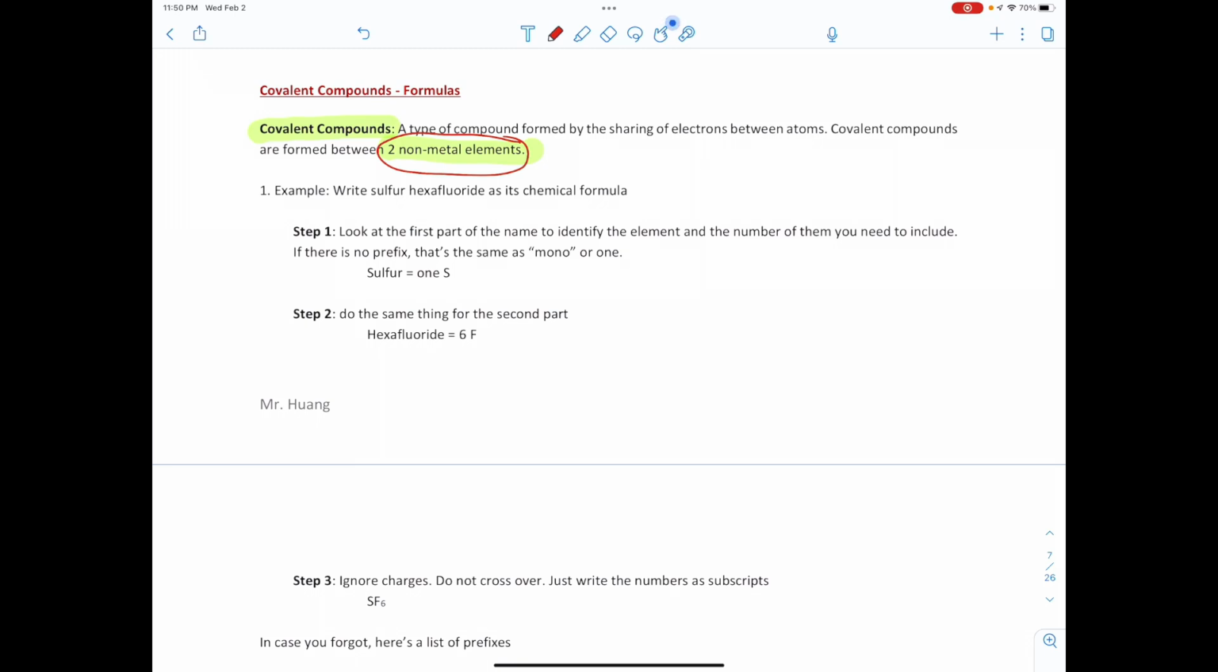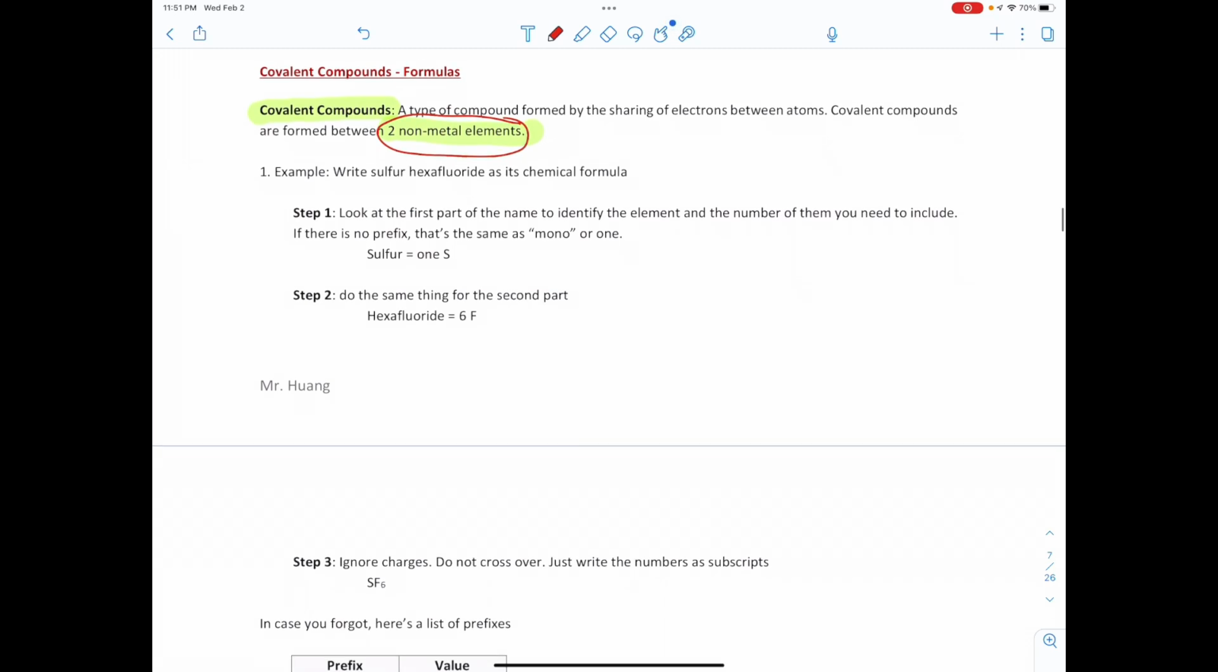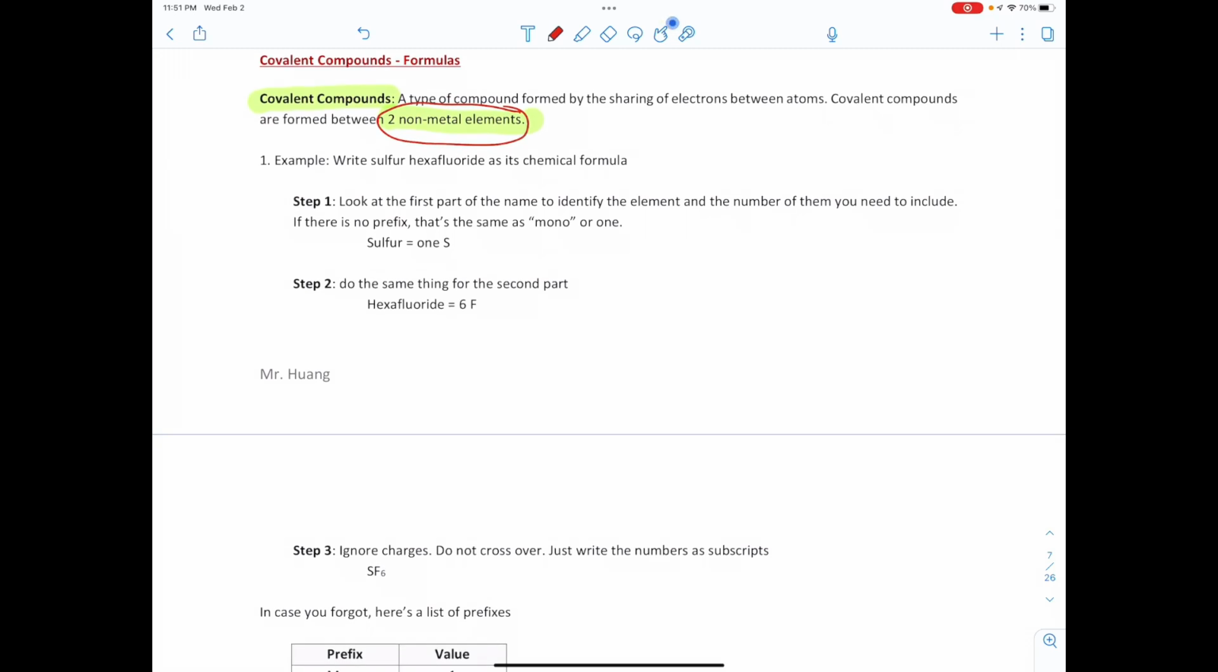And so let's take a look at an example. Write sulfur hexafluoride as its chemical formula. And so for covalent compounds, we are not looking at charges and we are not looking at crossing over anything. Okay, so charges crossing over, that's only for ionic compounds. For covalent compounds, we're just going to look at the name and we're going to write the formula based off of the name. So step 1, look at the first part of the name to identify the element and the number of them you need to include. If there is no prefix, that's the same as mono or 1.